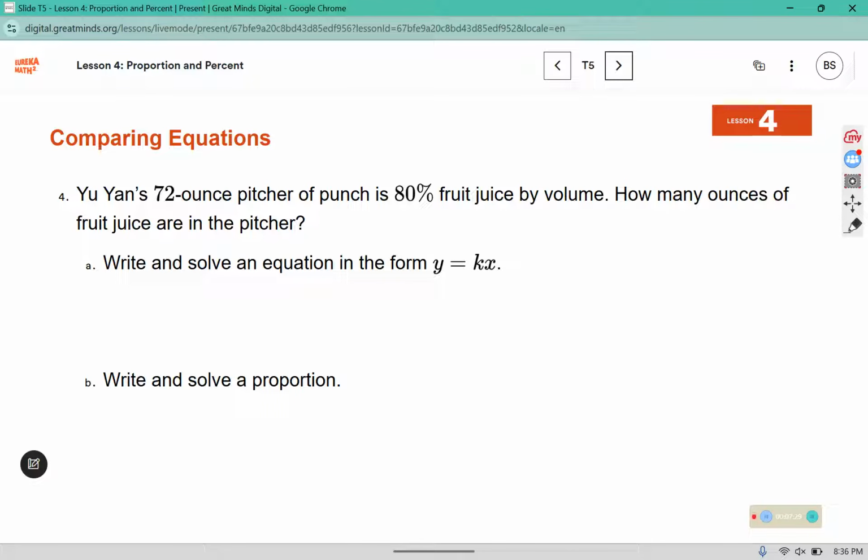Yu Yan's 72-ounce pitcher of punch is 80% fruit juice by volume. How many ounces of fruit juice are in the pitcher? Write and solve an equation in the form y equals kx. So if it's 80%, percent means per 100, and that is the same as 0.8 or 0.80.